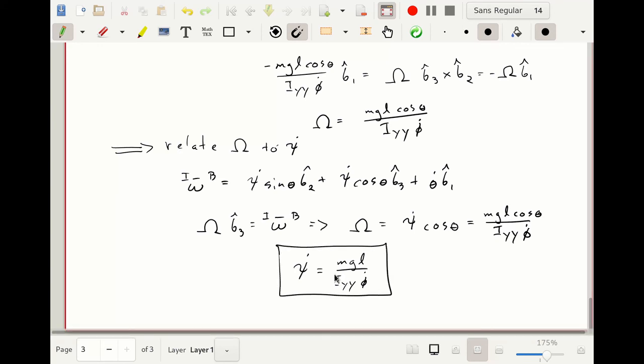So this gives me an inverse relationship: if I plot precession and spinning, the faster I spin, the slower I precess. And the slower I'm spinning, the less precession I have.